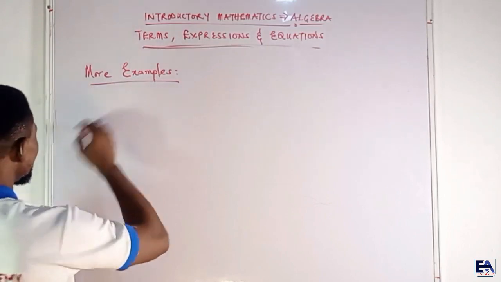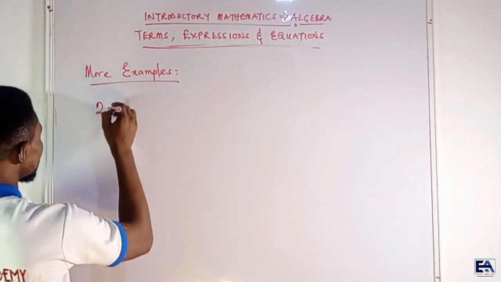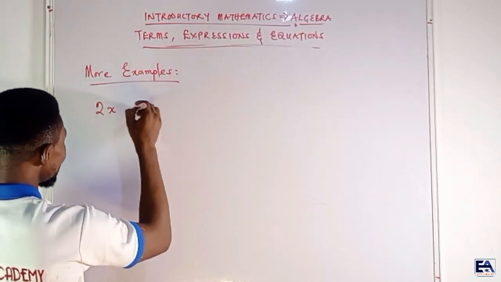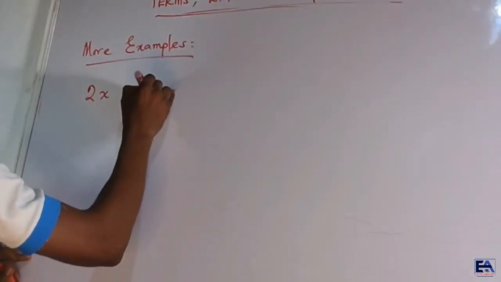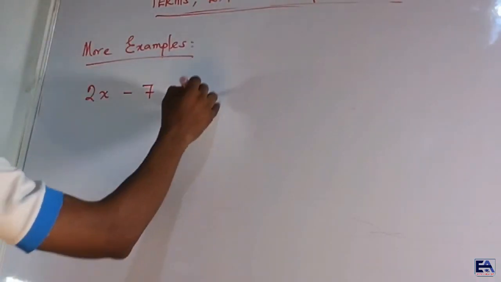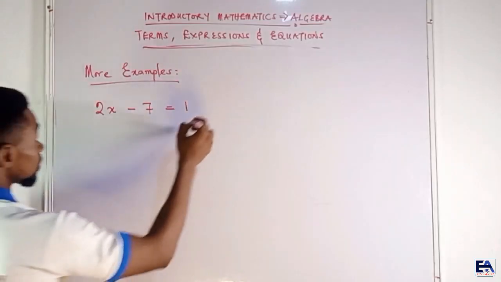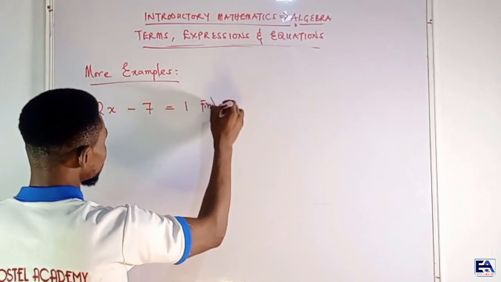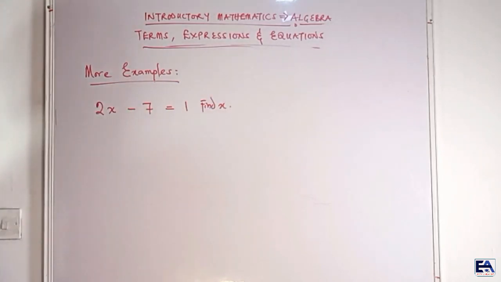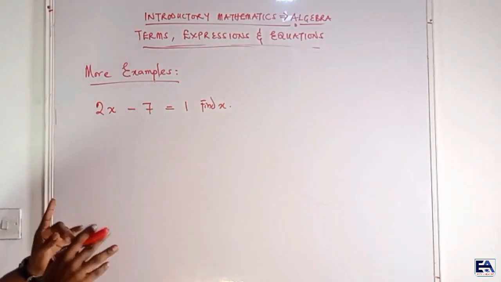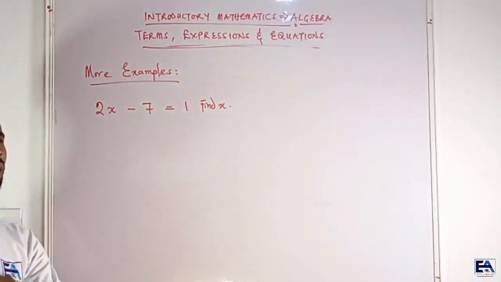Let's assume you have something like this: 2x minus 7 equals 1. 2x minus 7 equals 1. And then the question says, find x. All right. So in this kind of algebraic equation, sorry, I forgot something.